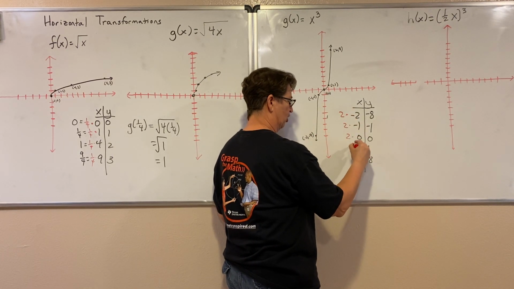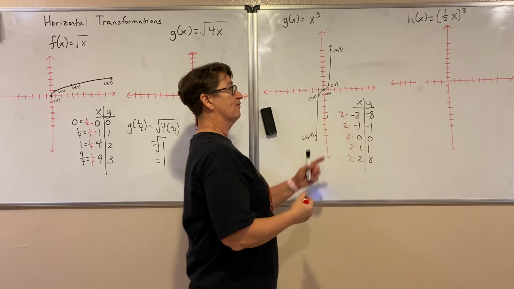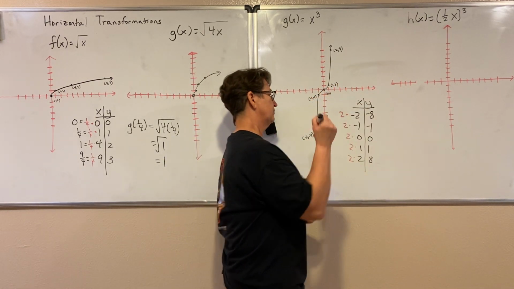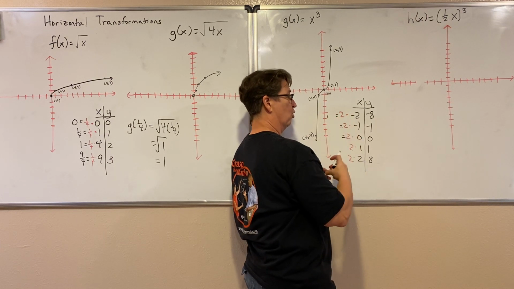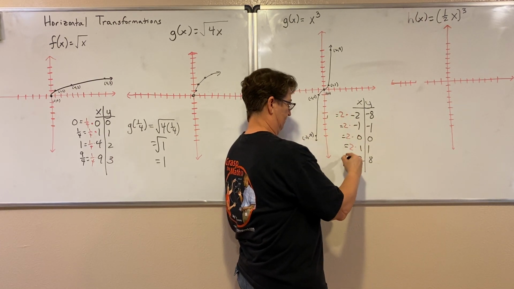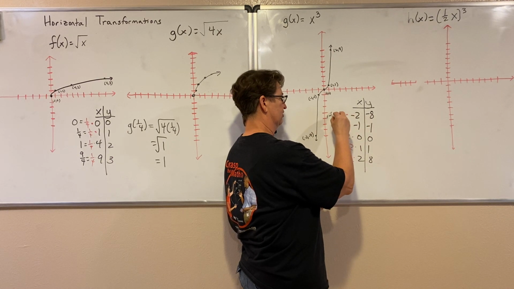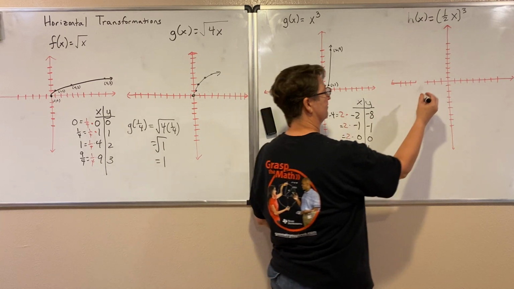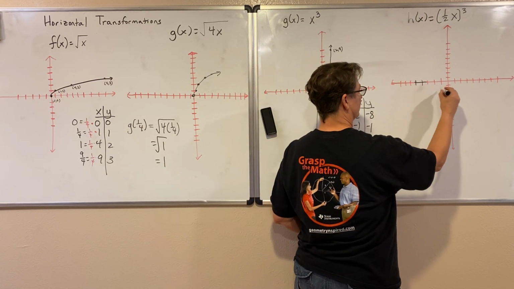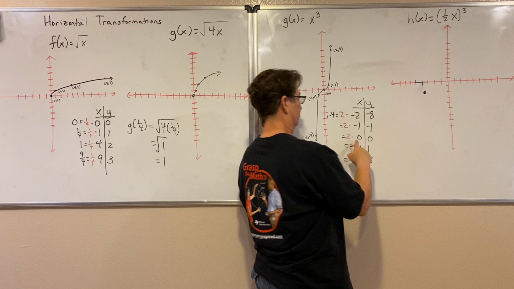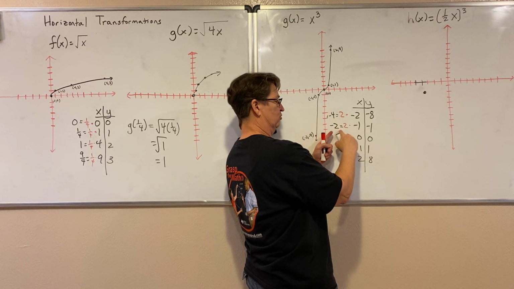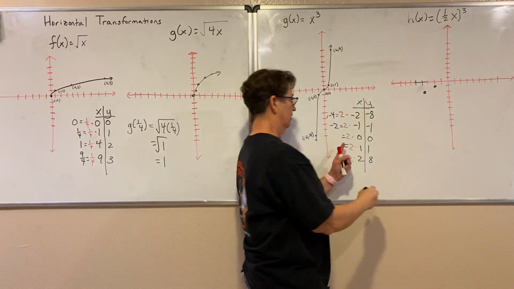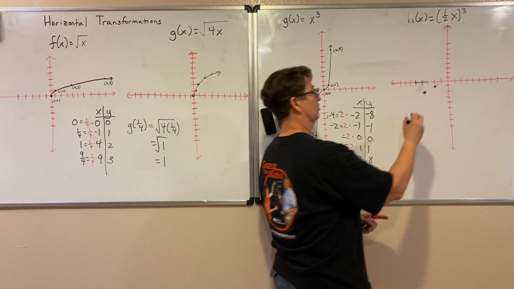And by multiplying them all by 2, it affects that x. It's going to stretch my function there horizontally. So 2 times -2 gives me a -4. So there's a point on this new function at -4, -2. There's a point at -2, -1. There's a point at 0, 0.